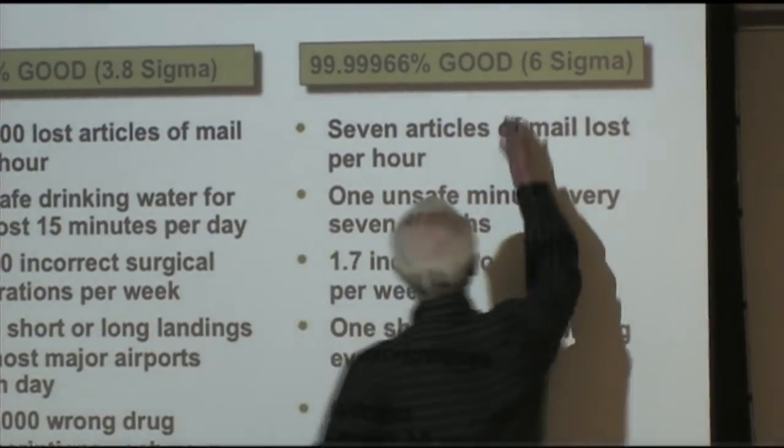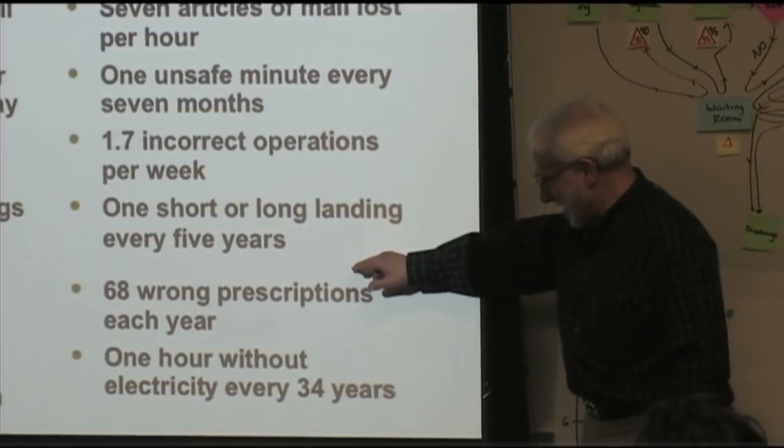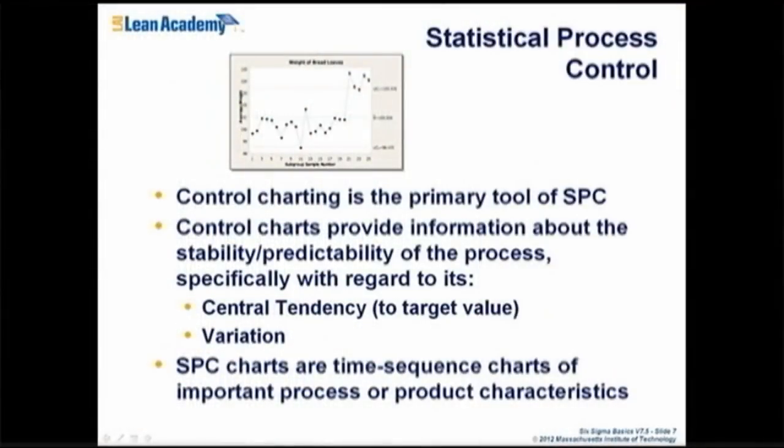99.99966%, this is much better, 6 sigma. So this is kind of what you're looking for. Well, 1.7 incorrect operations per week, even that's too much, but that's a lot better than 5,000. If you're one of those 1.7 people, you don't care what sigma it is. Same here. And as I mentioned, airline travel is like 9 sigma for safety.